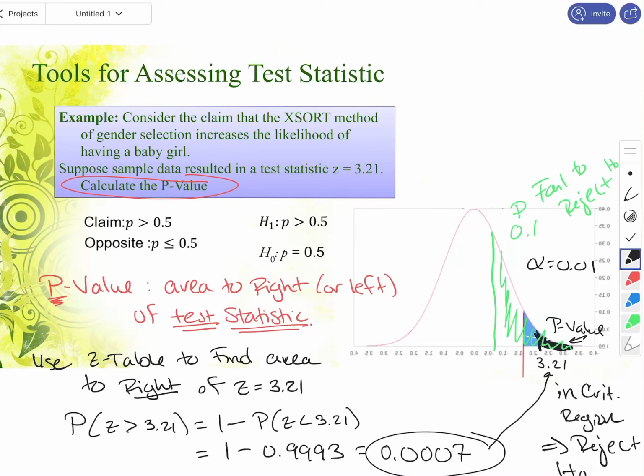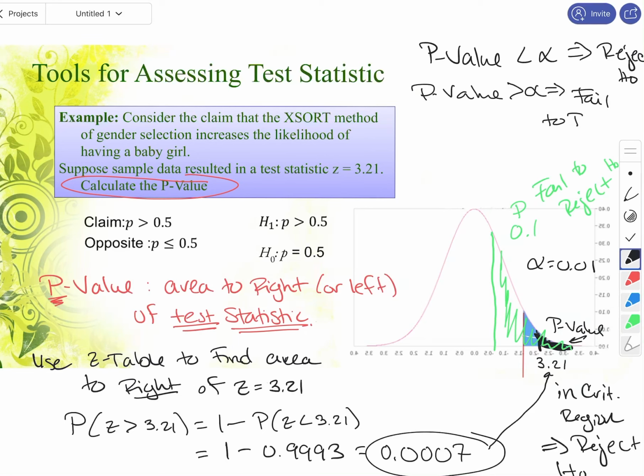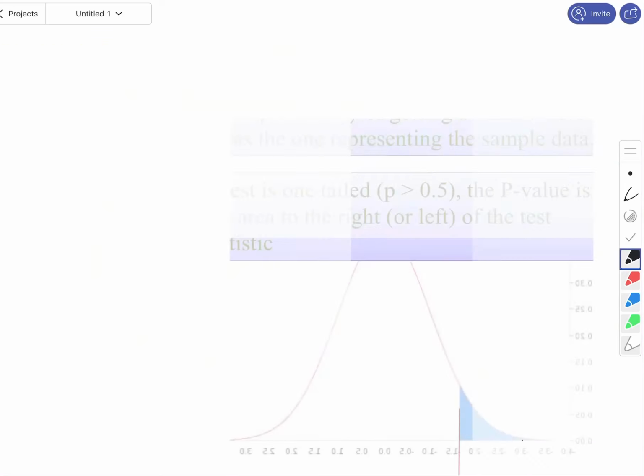Okay, so here's the main idea of this. If our p-value is smaller than alpha, that means that we're in the critical region, so we reject H naught. If the p-value is bigger than alpha, then we fail to reject the null hypothesis.